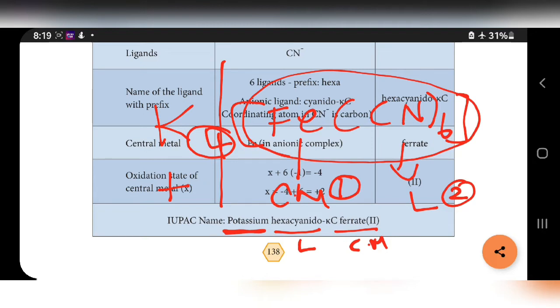So, potassium, then the ligand comes first. Totally how many ligands? 6 ligands. So hexacyanido-κC, and the central metal ion name is ferrate. The oxidation number of the central metal ion is 2, so the Roman numeral II is given. So the name of that compound is potassium hexacyanido-κC ferrate(II). First example over.